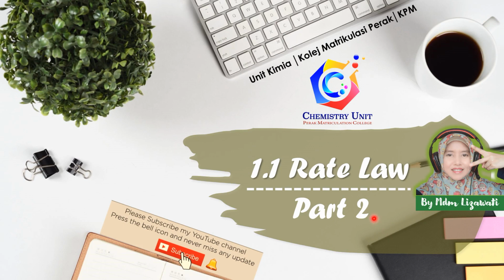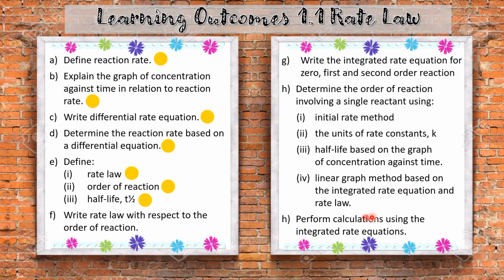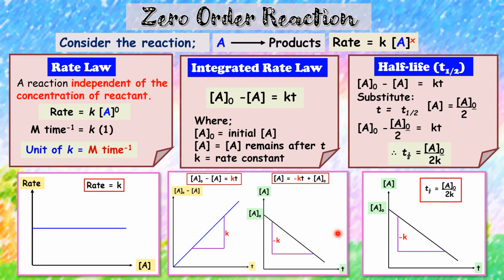Again, for the second part of rate law, what are you going to learn? First, you are going to learn to write the rate law with respect to the order of reaction. Then write the integrated rate equation for the zero, first and second order reactions, and then perform calculations using the integrated rate equations.